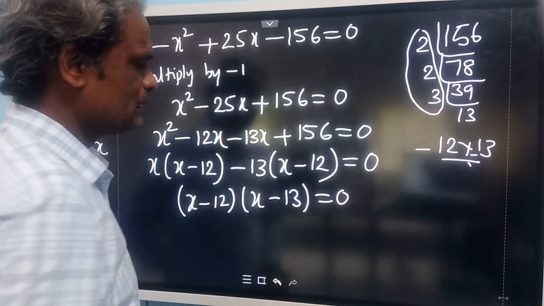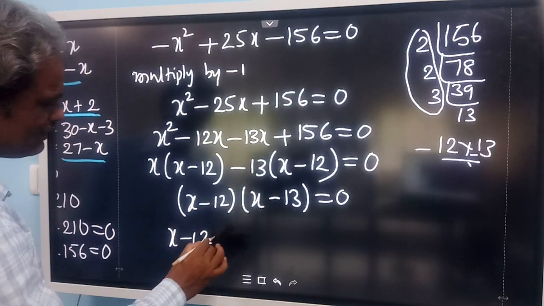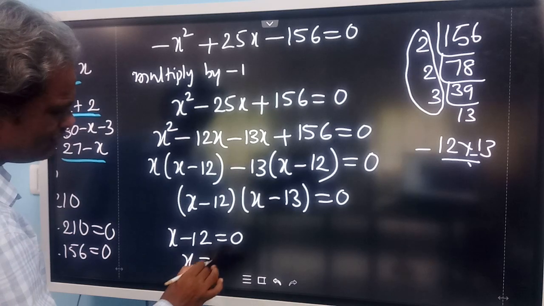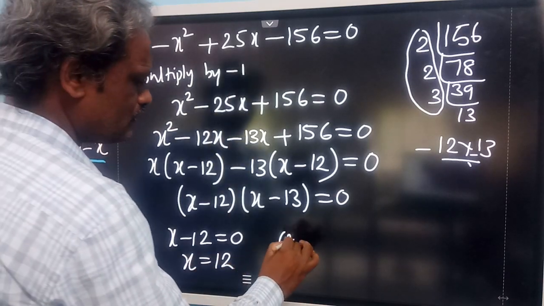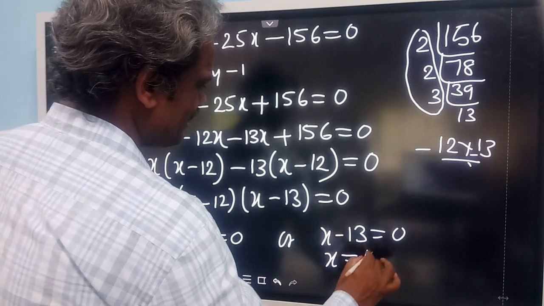Is equal to 0. Again here, product of two numbers is equal to 0 means x minus 12 is equal to 0. So it means x is equal to 12, or x minus 13 is equal to 0. So therefore x is equal to 13.